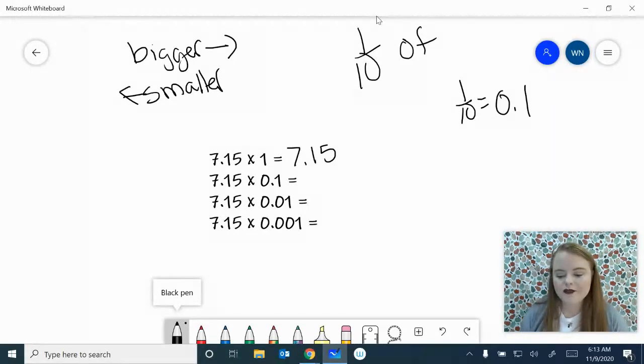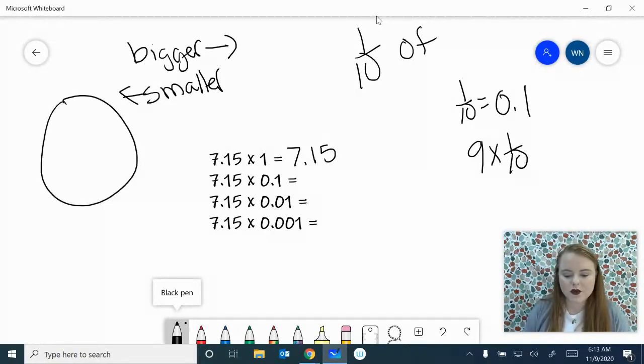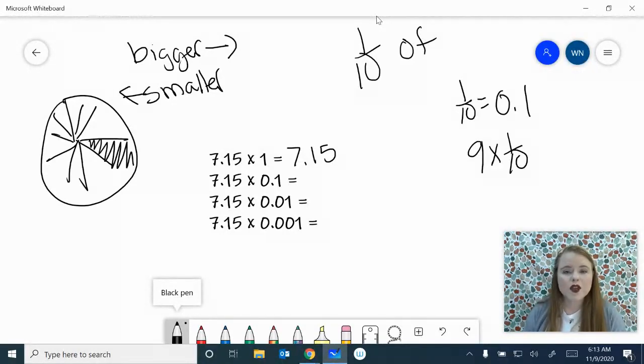So think of it this way. If you have 9 times 1/10, you're looking for 1/10 of that 9. You're going to get a smaller piece. Let's think of it in a different way. Let's say you've got a pizza and you want it cut into 10 pieces. 1, 2, 3, 4, 5, 6, 7, 8, 9, 10. 10 pieces, and you take 1/10 of that pizza. That's going to be a pretty small piece of that pizza. So when we go by decimals or by fractions, we're going to go smaller. So we're going to go to the left.